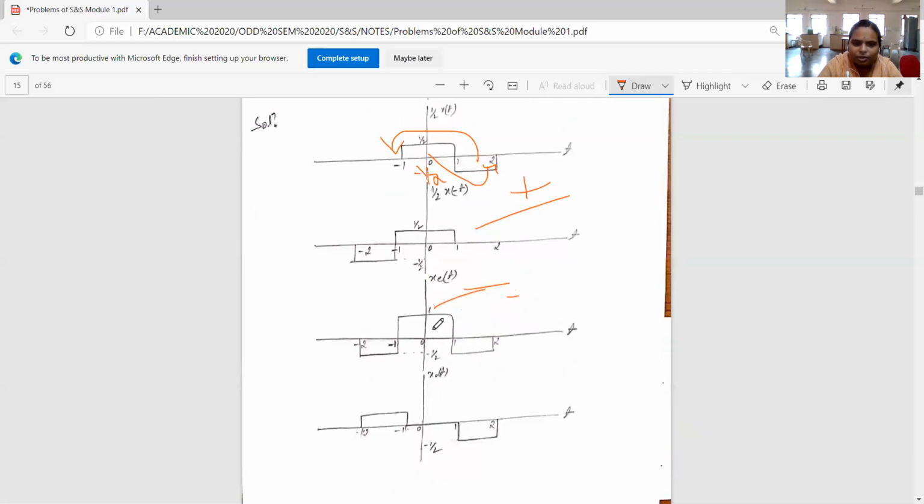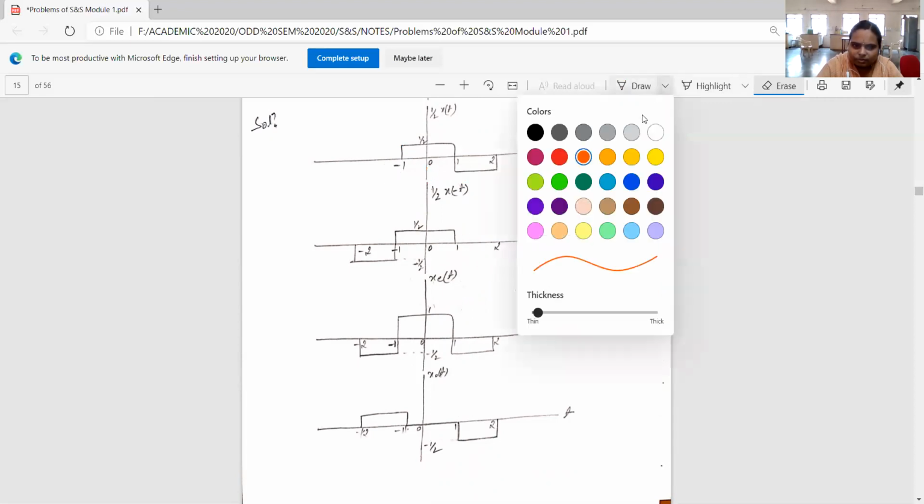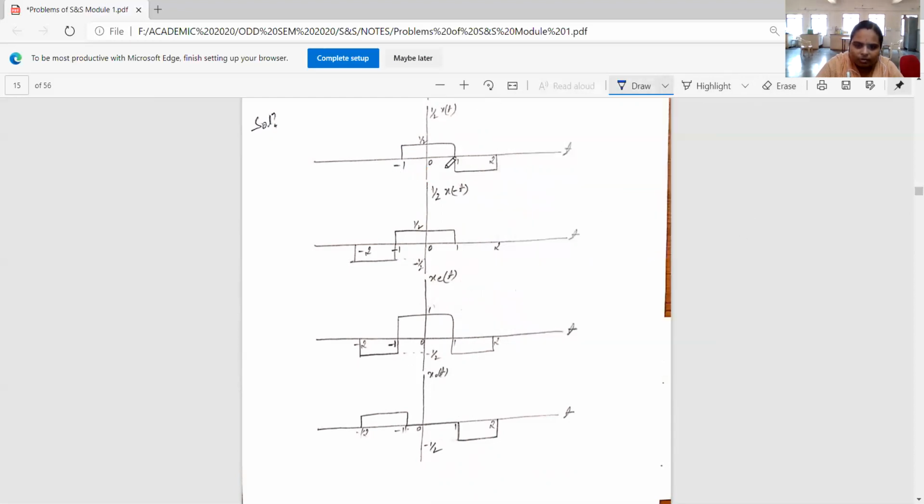In the same way, if we do for the odd part, what you have to do? You have to subtract these two signals. We have to subtract these two signals. This is 1 by 2 x of t minus 1 by 2 x of minus t. Here, what will we be getting? Here we don't have any signal. Okay, it will be 0 minus of minus 1 by 2, right?